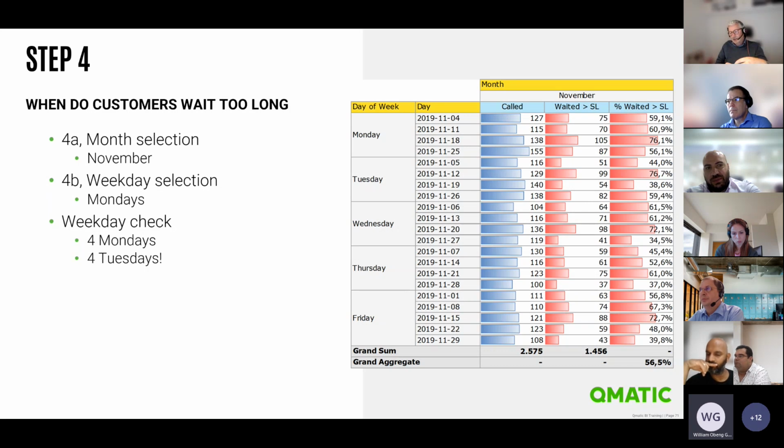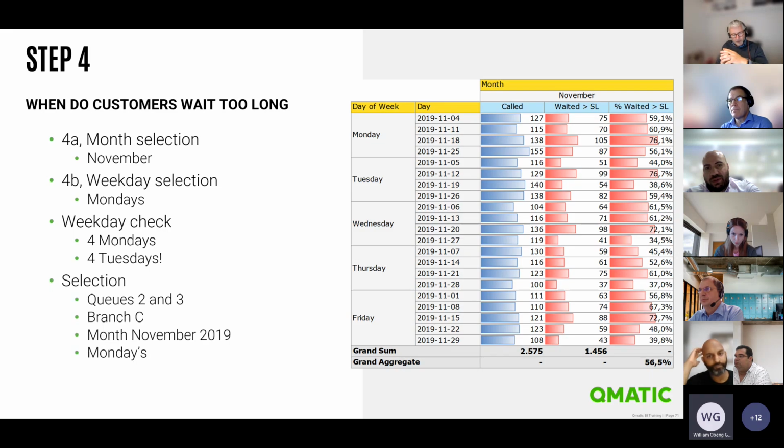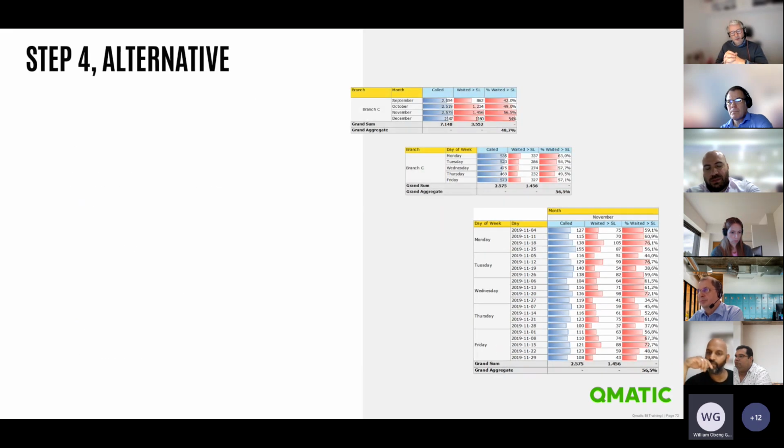So in this analysis, you can do that very quickly. And I can see there are 4 Mondays and 5 Fridays, so Monday is still the worst selection. So I took the Mondays here. So now we filter down to branches, queues, months, and Mondays. But still, I don't really know.